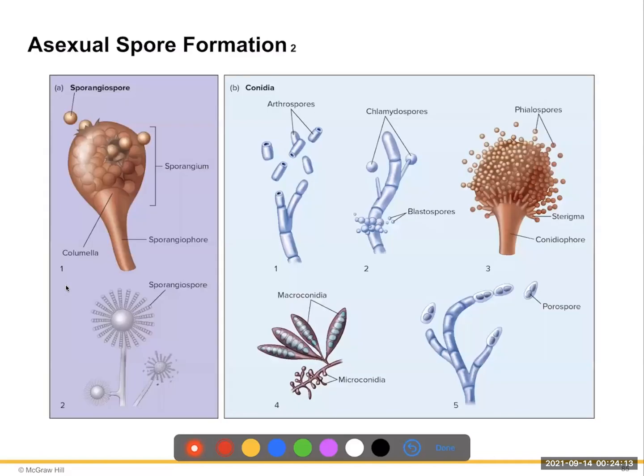So here's your sporangiospore. All these little spheres are spores inside of it. When that sac ruptures, all these little spores are released.